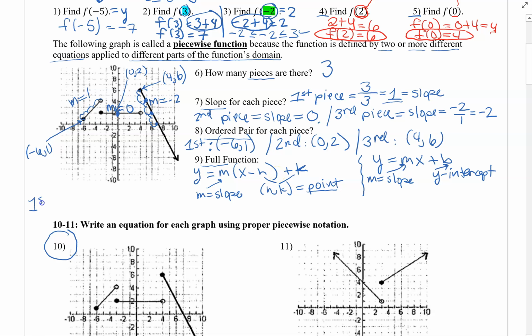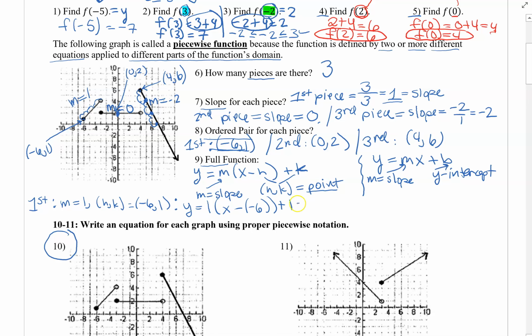So let's go ahead and get the equation for the first piece. Because in that instance, I did not know the y-intercept, I'm going to use this point as my HK. So I'm going to say m is 1 and h, k is (-6, 1). So if I put that together with this HK version of an equation, it would look like this. I would have y equals 1 times (x minus h), which would be the x coordinate, which is -6, plus k, which would be the y coordinate, which in this case is 1.